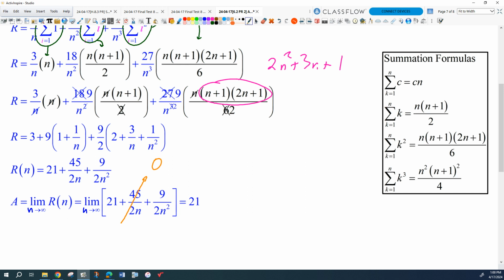Even faster goes to 0. 9 over 2n squared as n goes to infinity goes to 0 infinitely faster than the first one, right? So what's left? 21. The actual area under the function is exactly 21. That is amazing. That's absolutely amazing.